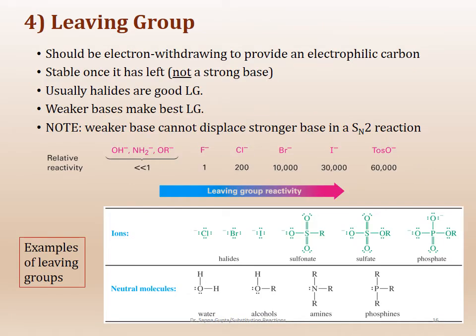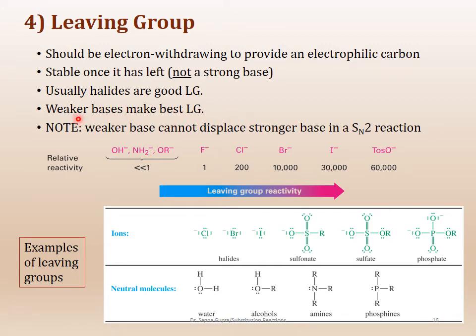Leaving group. Now, leaving group is the opposite of a nucleophile. A nucleophile is attacking the carbon, whereas the leaving group is leaving the carbon. Both are negatively charged species. So what makes a good leaving group a good leaving group? That usually is going to be a weak base. A weak base makes a good leaving group. Remember, a nucleophile has to be a strong base, so the leaving group has to be a weak base, so it can go away.